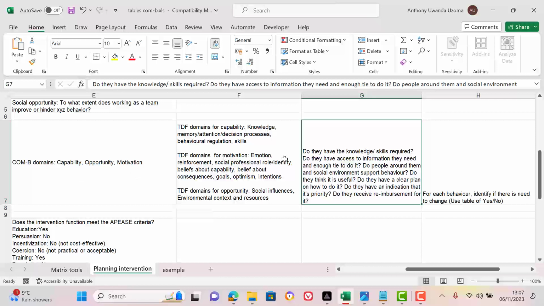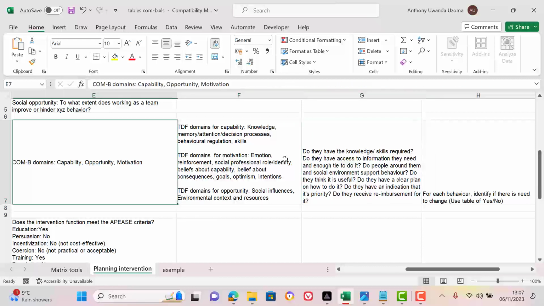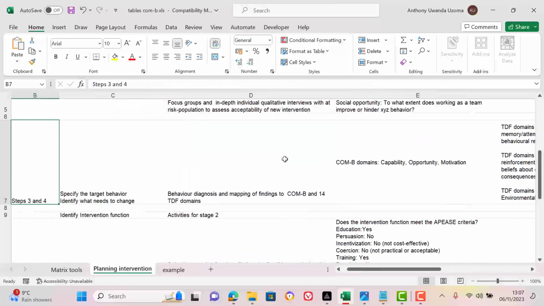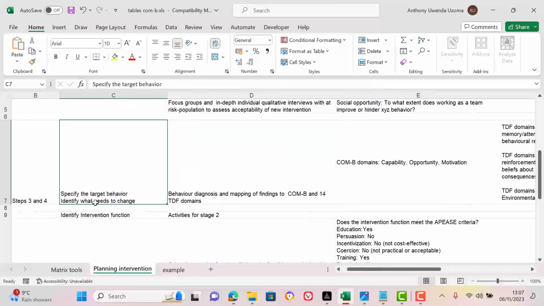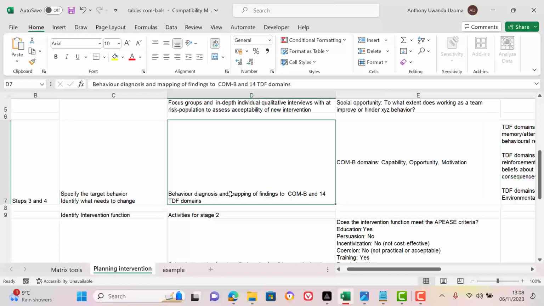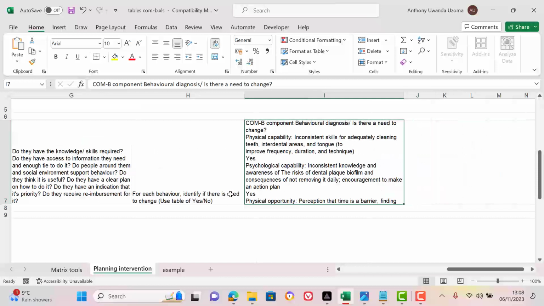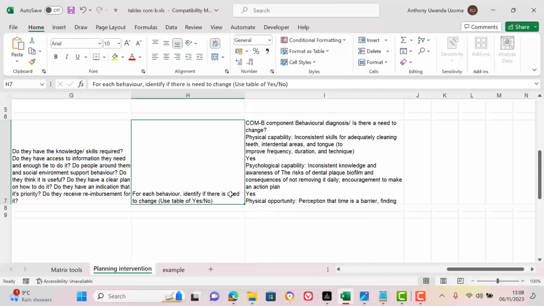So by the time you have done your interview and focus group discussions, you analyze everything, then you classify them under the TDF domains and the COM-B domains. Now step 4 is to identify what needs to change. Among all these problems, which one needs to change? For you to identify that, you just ask, is there a need to change? You say yes or no. Yes. So for this particular behavior, it needs to change, and you write yes in a table.